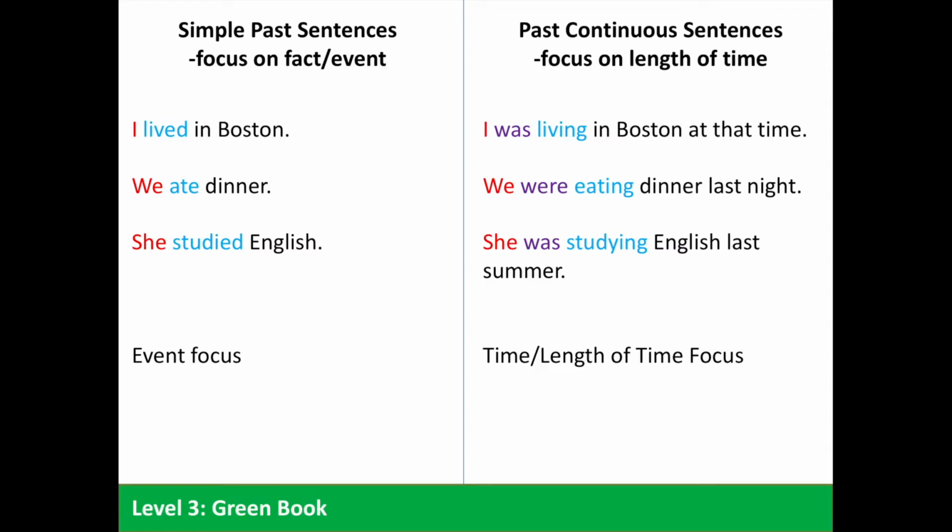So just to review, again, we have the simple past sentences on the left, and the focus is on the fact or that the event happened. So for example, I lived in Boston, we ate dinner, she studied English. Again, here the focus is that the event happened. On the right, we have past continuous sentences where the focus is on the length of time. I was living in Boston at that time. We were eating dinner last night. She was studying English last summer. Again, in these sentences, the focus is on time or the length of time that the action happened.